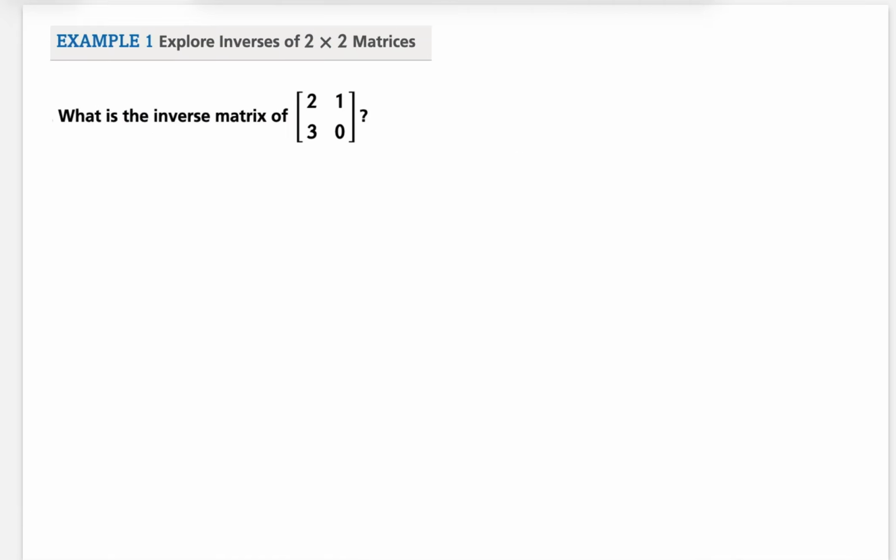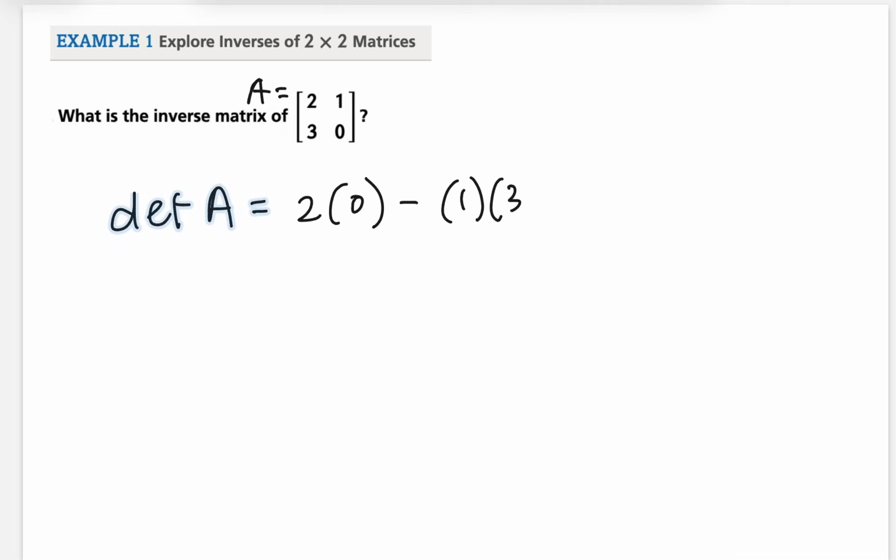The first one we're looking at is, what is the inverse of this matrix? The first thing we want to do is find the determinant. Let's call this matrix A. The determinant of A is going to be AD minus BC, so that would be 2 times 0 minus 1 times 3. That'd be 2 minus 3, which is -1. No, sorry, that's 0 minus 3. So 0 minus 3 would be -3.